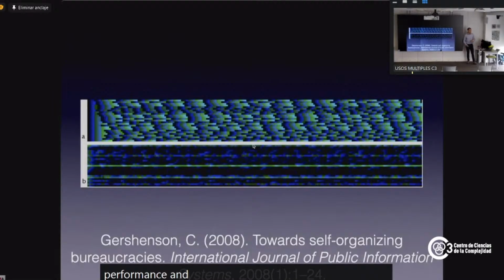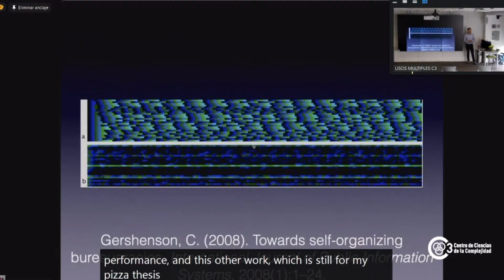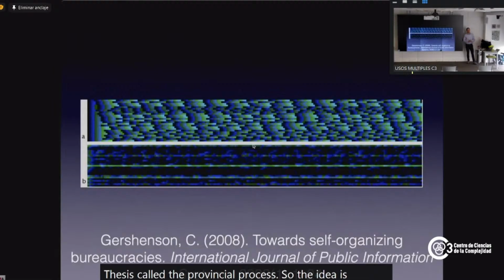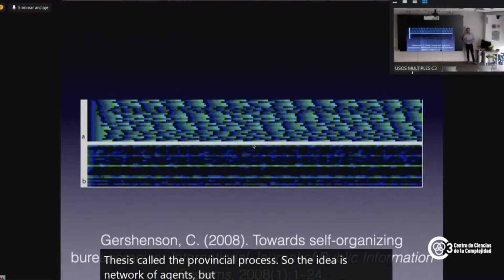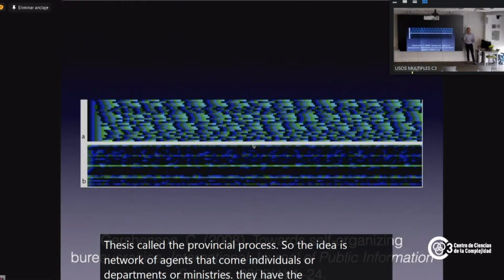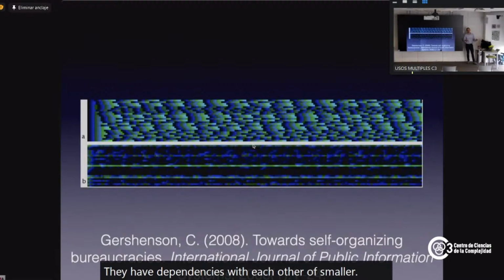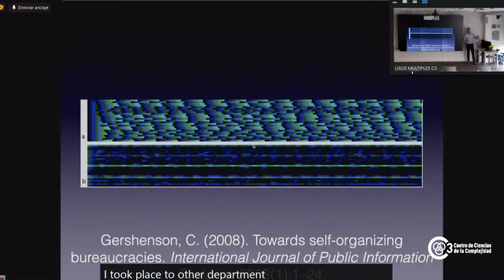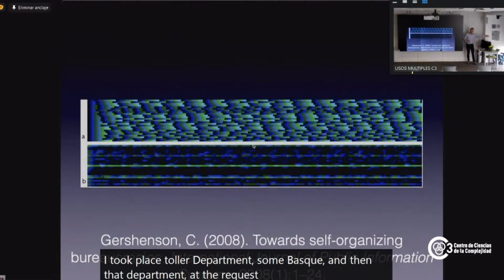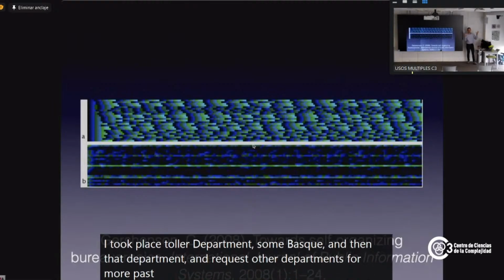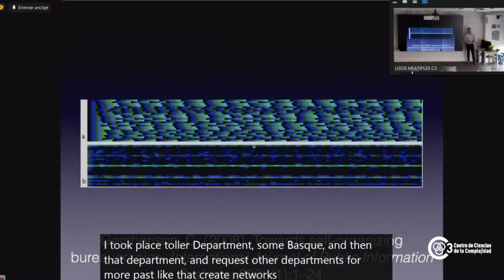And this other work, which is still from my PhD thesis, is about organizing bureaucracies. The idea is an abstract network of agents that can be individuals or departments or ministries. They have dependencies with each other. So, for example, one department might request some task from another department, and then that department can request more tasks from other departments, like that. And you create networks with different topologies.